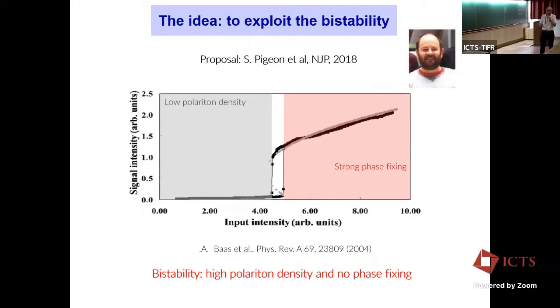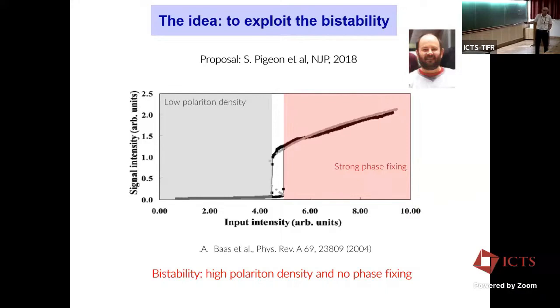So we have here a typical bistability curve in the polariton system. This is the polariton density as a function of the pump intensity. And we can see that we have a free region, because we have a low density region. In this region, of course, the nonlinear interactions are negligible. So nothing interesting happens in this region.